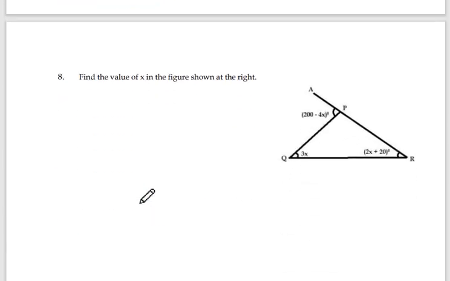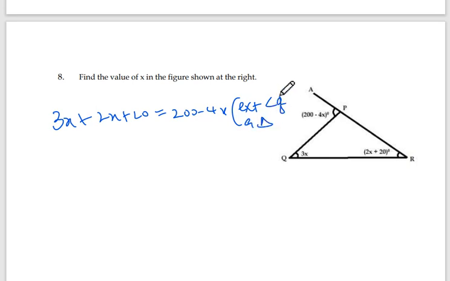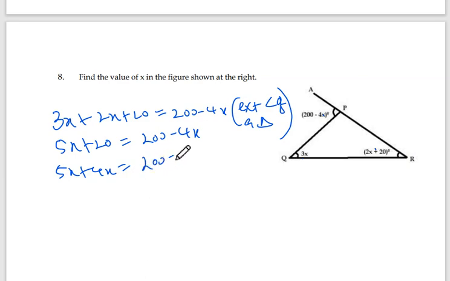Right, question number 8. Find the value of x in the figure shown at the right. So the value of x will be, now this exterior angle, exterior opposite angle. So 3x plus 2x plus 20 is equal to 200 minus 4x. That's the exterior angle of a triangle. This angle is equal to this plus this. So 3x plus 2x is 5x plus 20 is equal to 200 minus 4x. Let's collect like terms now. So 5x plus 4x is equal to 200 minus 20.